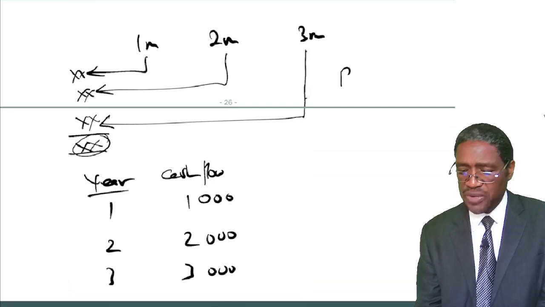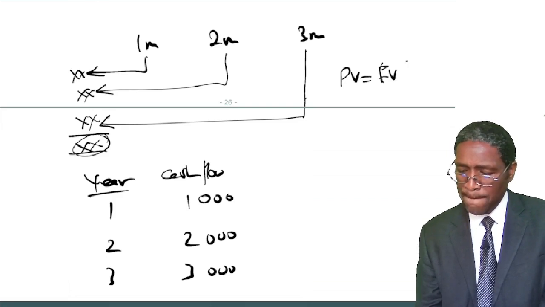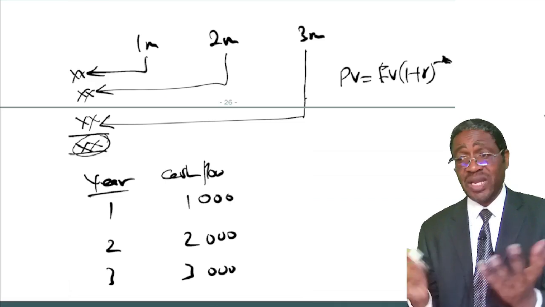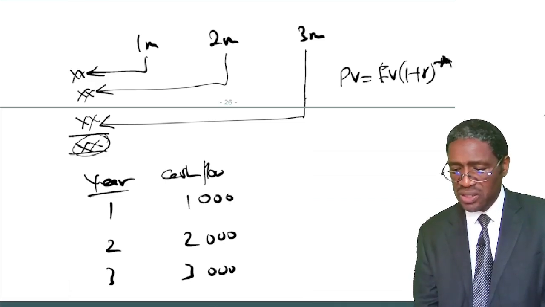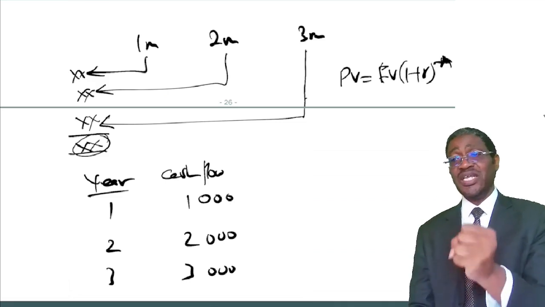So present value is equal to future value times 1 plus r to the power of negative n. The formula remains the same. It's only that we are putting the information in the table.